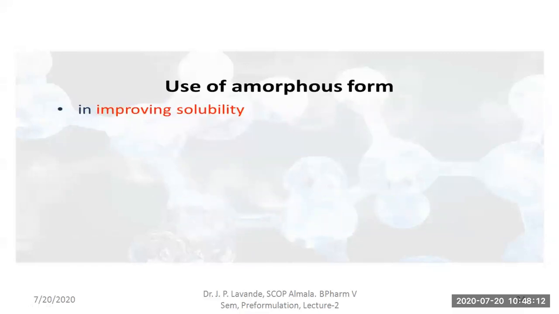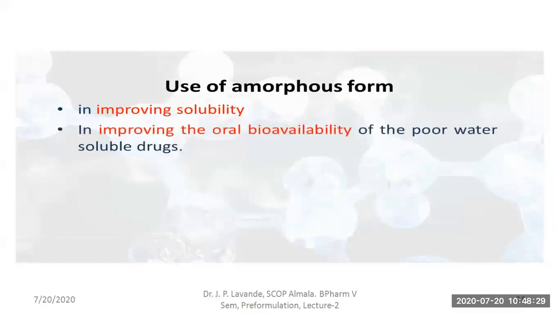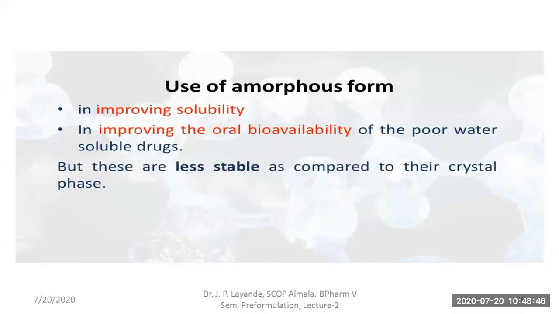What are the uses of the amorphous form? The amorphous form is useful in order to improve the solubility because of the smaller particle size and the larger surface area, they will quickly go into the solution and they will improve the solubility. The amorphous form improves the oral bioavailability of poorly water soluble drugs. Higher the solubility, quicker the absorption, higher the bioavailability. There is a direct relation. But these are less stable as compared to their crystal form.